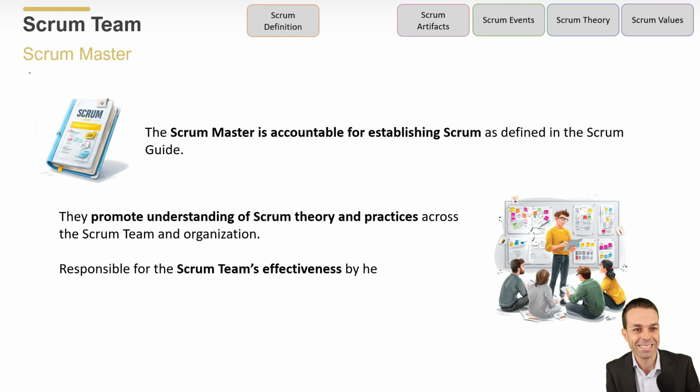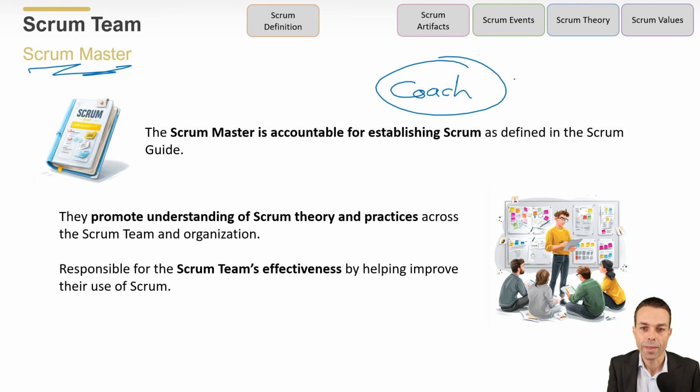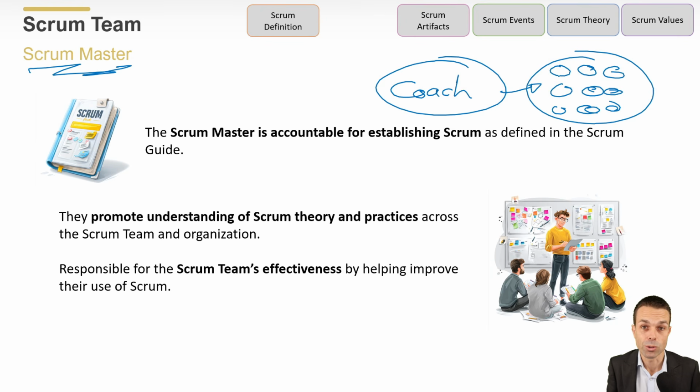Now, the Scrum Master. The Scrum Master is accountable for establishing Scrum within the team and within the organization. In a way, they are a sort of coach, but they also help remove blockers and impediments and escalate issues, and also bring people together if they need any extra information within the team to get the work done. So they're a pretty cool role. They're often misunderstood, so let's go through the Scrum Master.